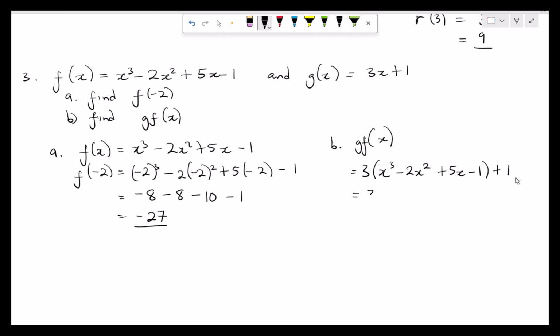And then we get 3x cubed minus 6x squared plus 15x minus 3 plus 1. We then get 3x cubed minus 6x squared plus 15x minus 2. So this is our final answer.